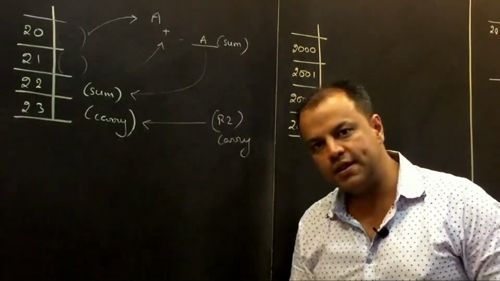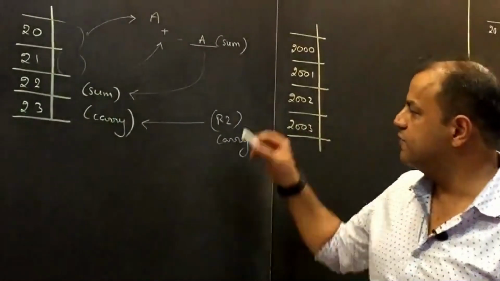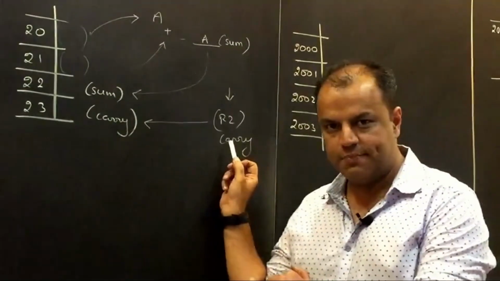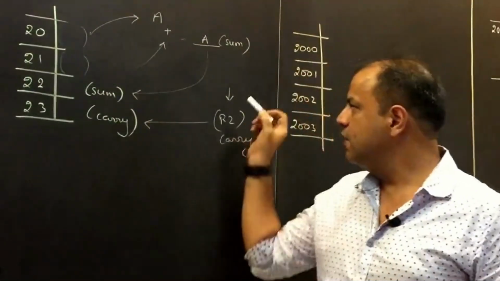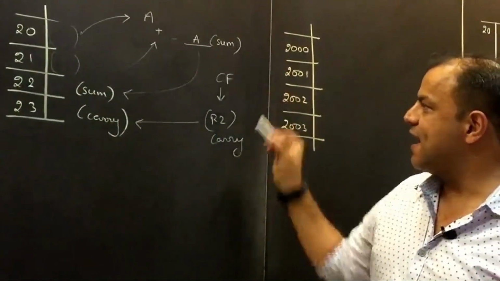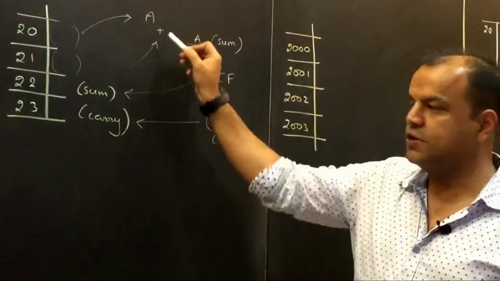So the only thing left for us to do is put the correct carry in R2. We have done the step of storing R2 at 23. We have to just put the correct value of carry in R2. Where is the carry? Carry flag. When is it formed? After you did this addition.